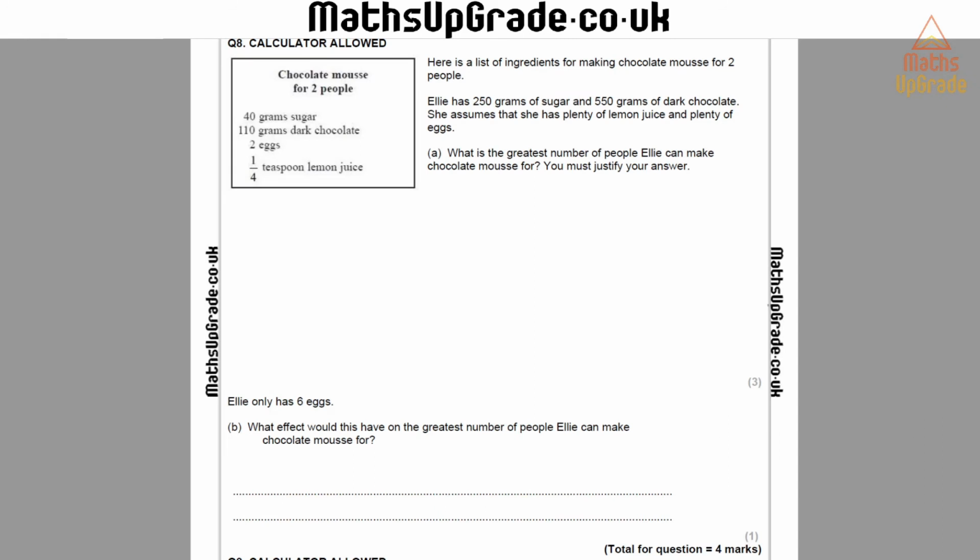We're told in part B that Ellie's only got 6 eggs. We are asked what effect that would have on the greatest number of people she can make chocolate mousse for. So the important thing to realise here is that 2 eggs are needed for 2 people. That means 6 eggs will only be enough for 6 people.